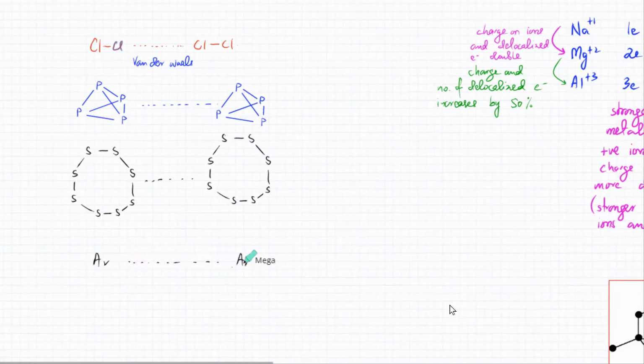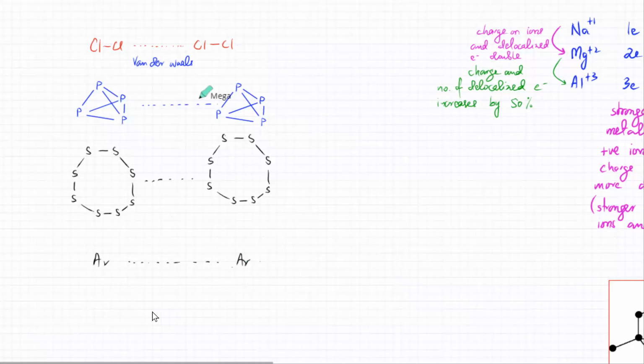So which one has the greatest van der Waals forces? What factor does the van der Waals force depend on? I think it's sulfur because it has more surface area. And it's a bigger molecule. Remember van der Waals forces?